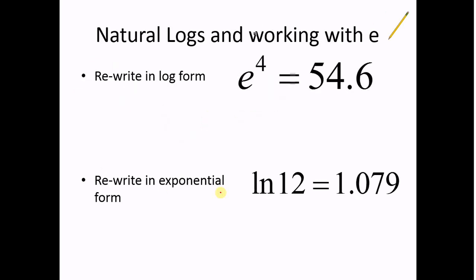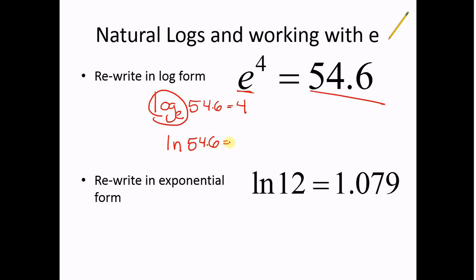So what we're going to want to do, writing and working with e. So rewriting into log form and then changing it back to exponential. So e to the 4th equals 54.6. So you're going to want to convert this into log form. So it's going to be log base of the base, log base e of 54.6 equals 4. Okay, but you're not done. Log base e. You're going to want to rewrite this as ln of 54.6 equals 4.